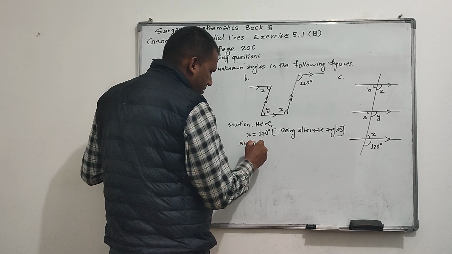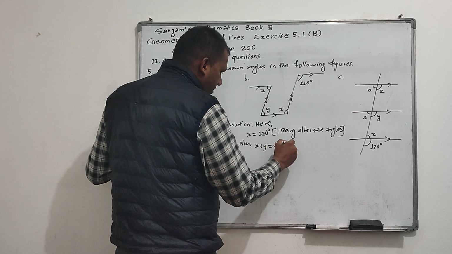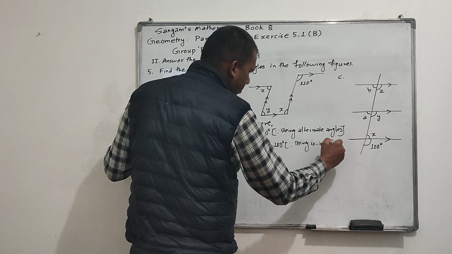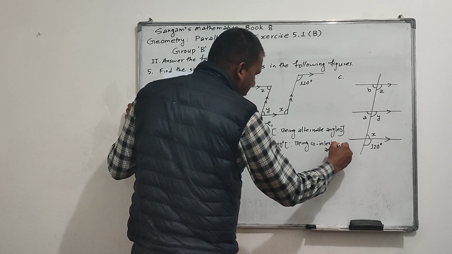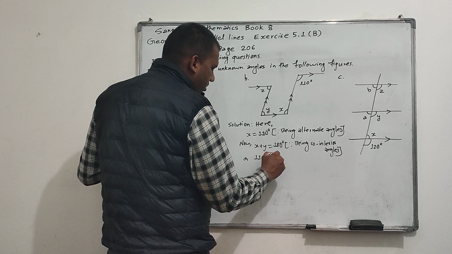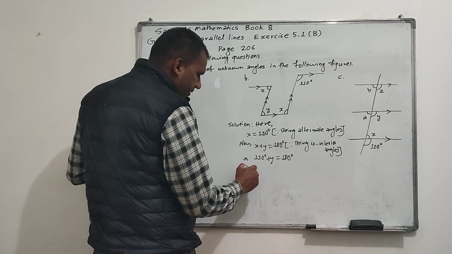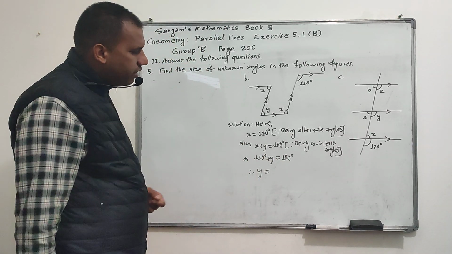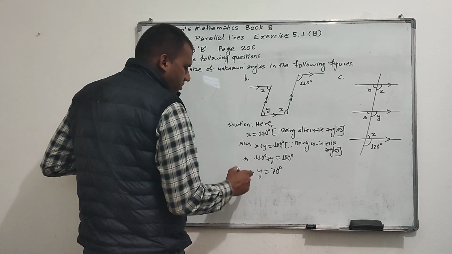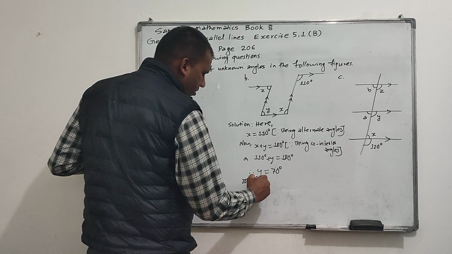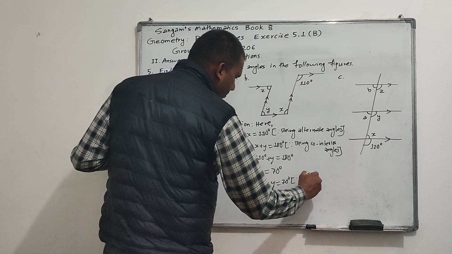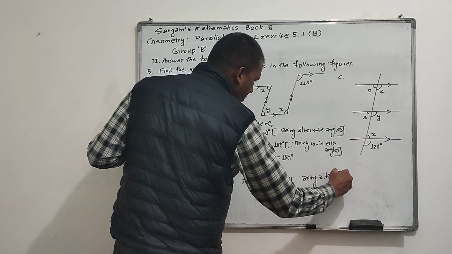Now x plus y equal to 180 degree because being co-interior angles, or value of x is 110, so 110 degree plus y equal to 180 degree. Therefore, y equal to 180 minus 110, that is 70 degree. And then y and z are alternate angles, so we can write then z equal to y equal to 70 degree, being alternate angles.